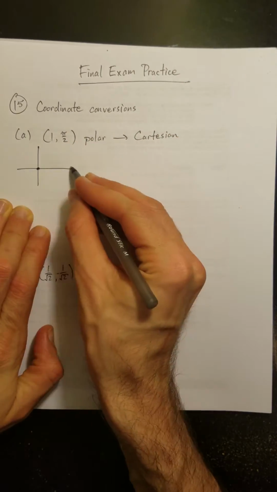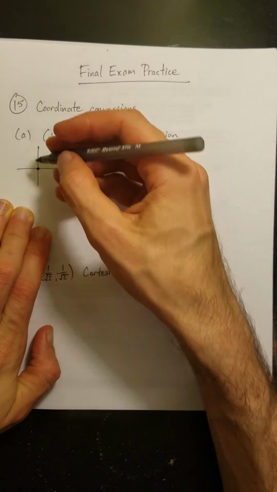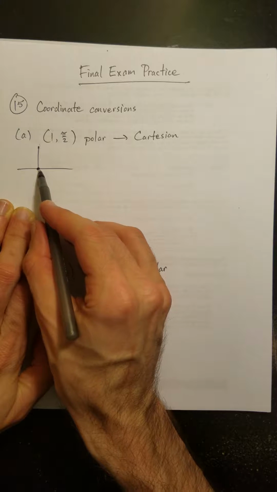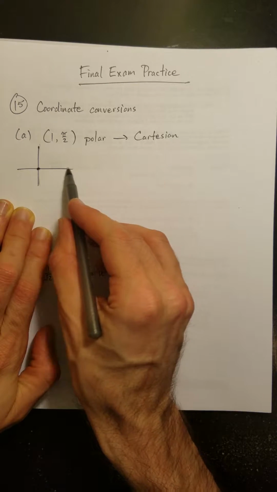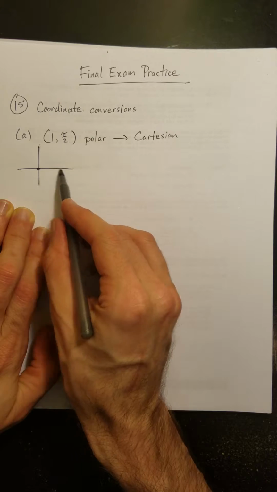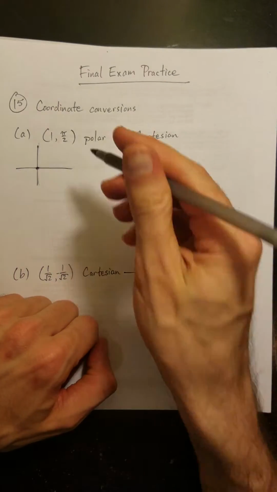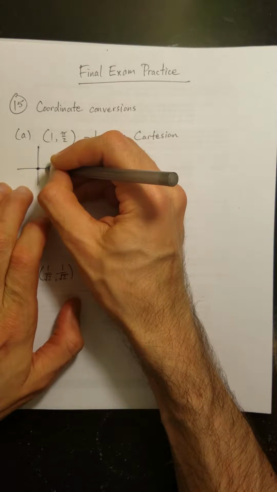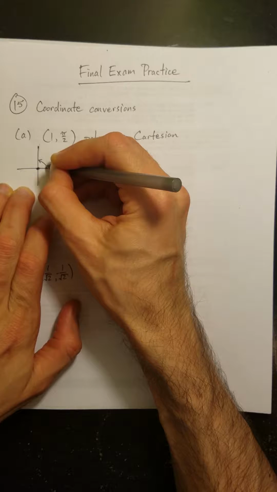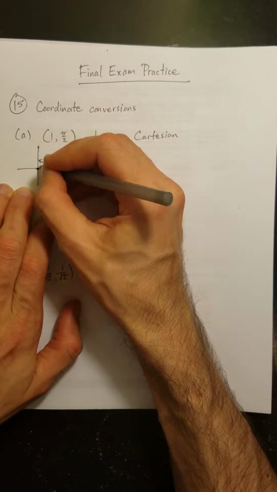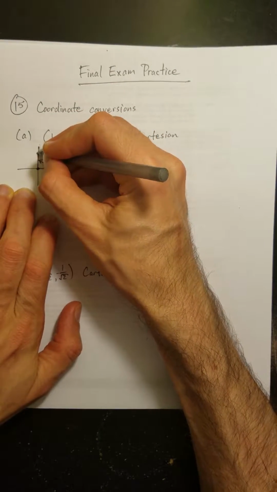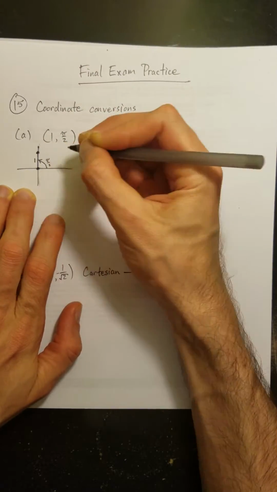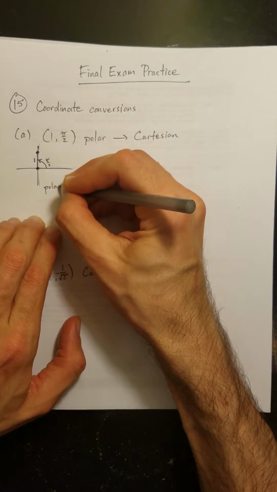So here's our pole, here's the typical horizontal axis, the x-axis for our Cartesian coordinates, the y-axis for our Cartesian coordinates, and we're thinking of the polar axis as being the positive x-axis as usual. So this point 1 comma pi over 2 in polar coordinates, we're measuring our angle out as pi over 2 radians, so that brings us up to the positive y-axis, and then we're going up a distance of 1. So this is a distance 1 and an angle of pi over 2. This is in polar coordinates.